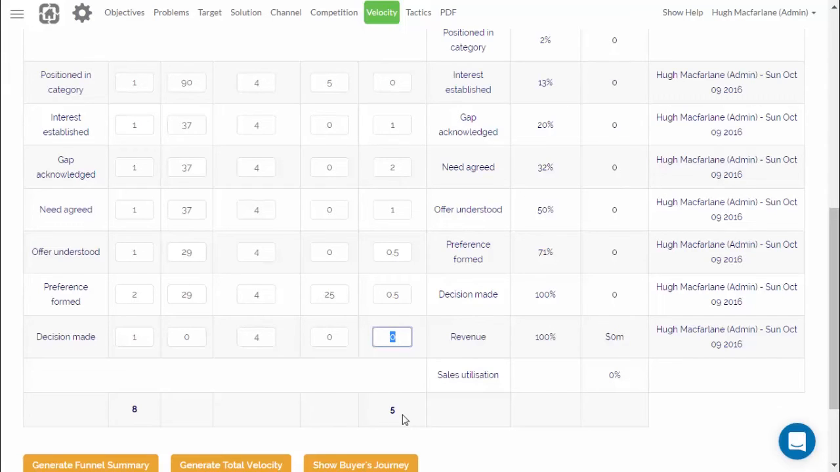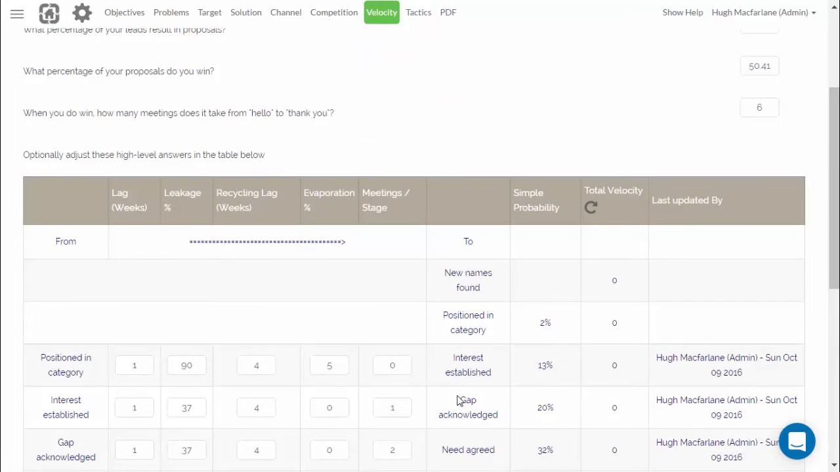Do I have enough? Maybe I'm going to need to have 2 at offer understood. Once to present to my coach and once to present to all the other buyers. So let's get that up to 6. Remember, we started with 8 meetings and we had a low closure rate.